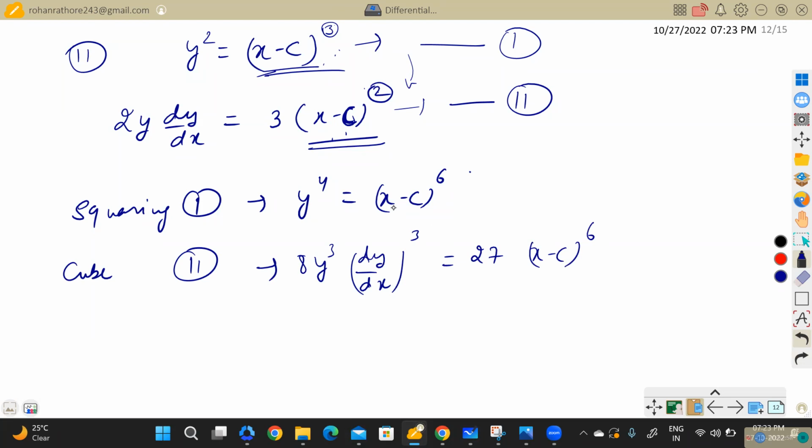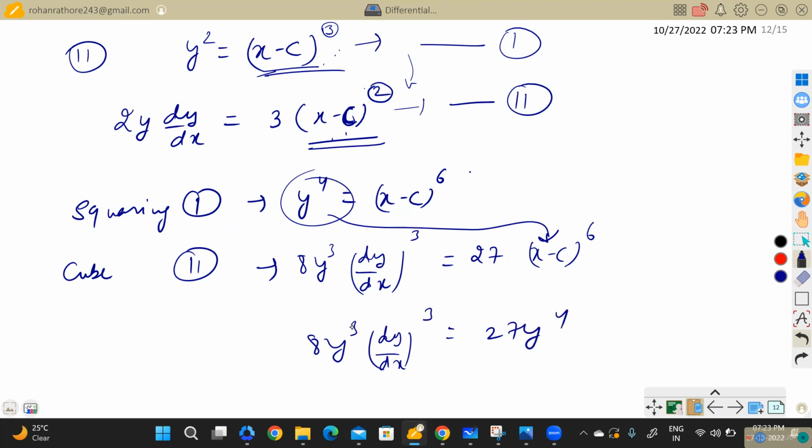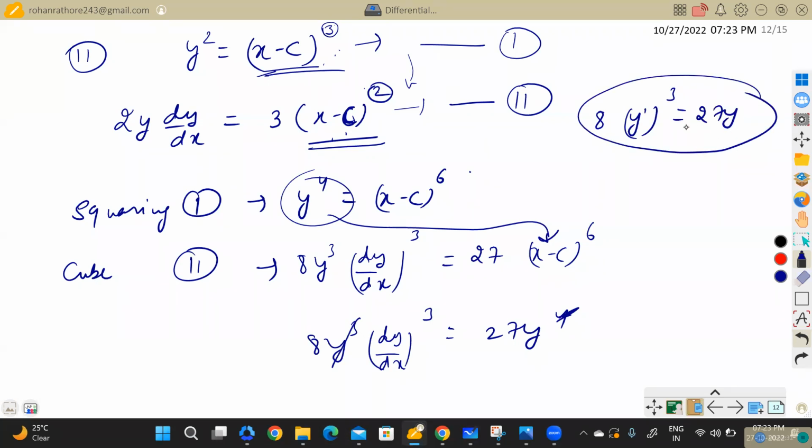So now we have the same term, x minus c. We can just substitute the value of x minus c here, or we can just divide both of these. Substitution is more feasible, so let's substitute it here to get 8y cubed (dy/dx) whole cube equals 27y to the power 4. So the y cubed and all the y's powers will cancel out, and you get 8(y dash) whole cube is 27y. So this is our differential equation.